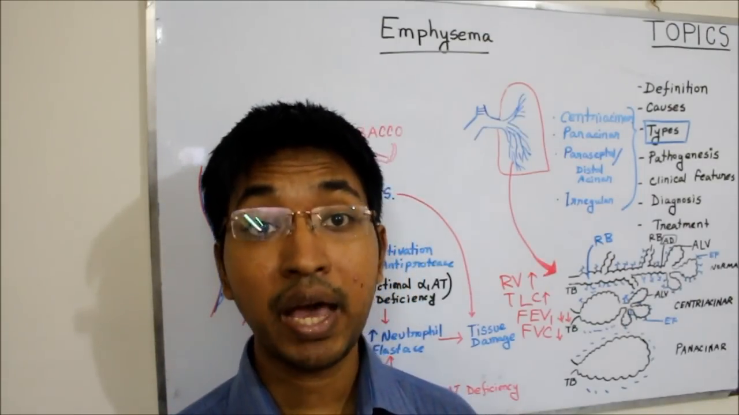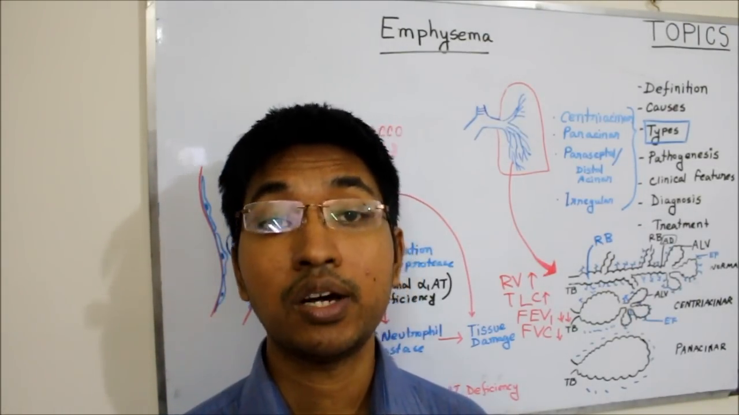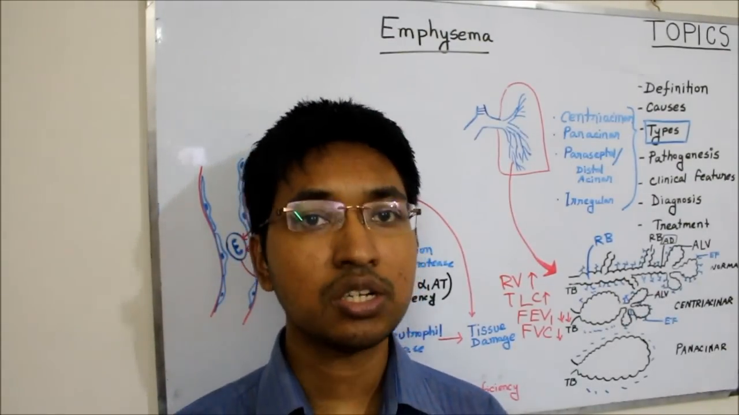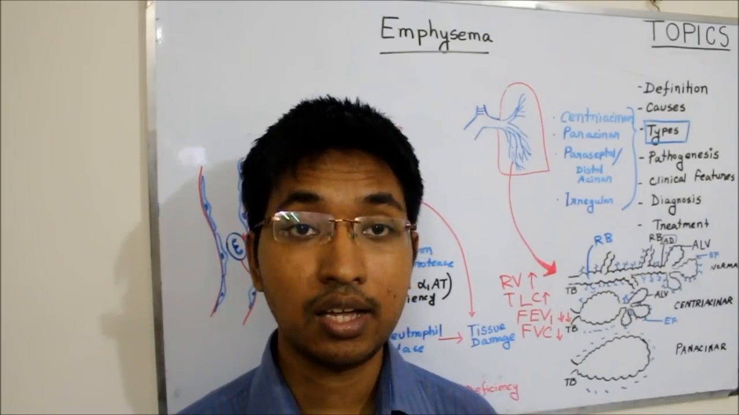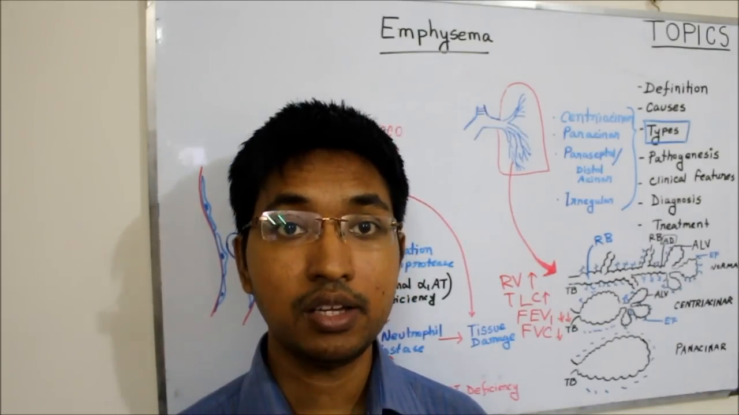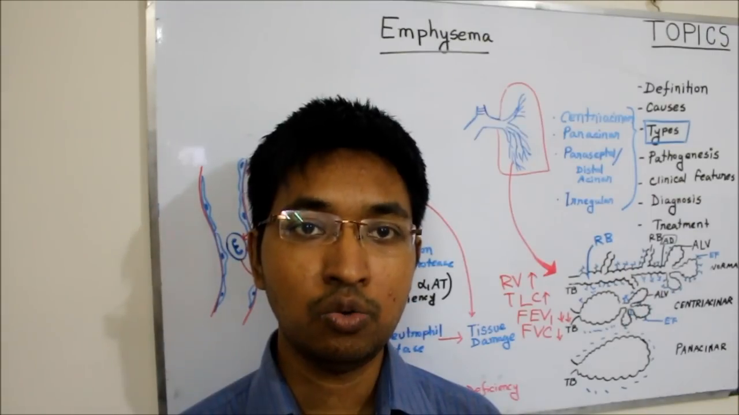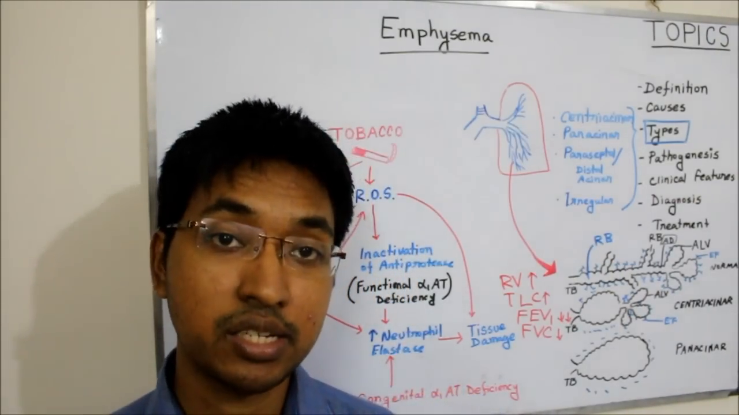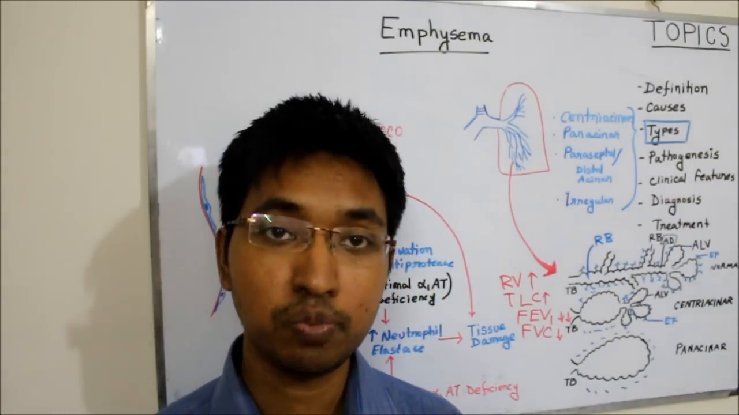And recall that Panacinar Emphysema resulted due to alpha-1 antitrypsin deficiency. So you may be thinking, then why not give alpha-1 antitrypsin in those patients? And the use of alpha-1 antitrypsin therapy is still under evaluation. So we are not sure what will happen if we give alpha-1 antitrypsin, as that thing is still under evaluation, but maybe in the future that will also be helpful.